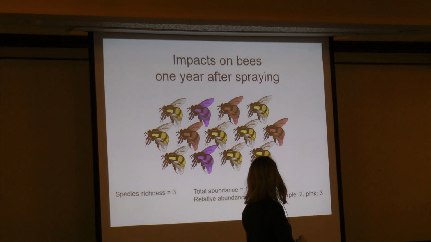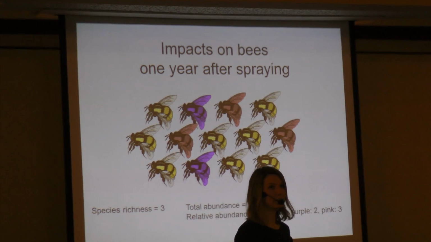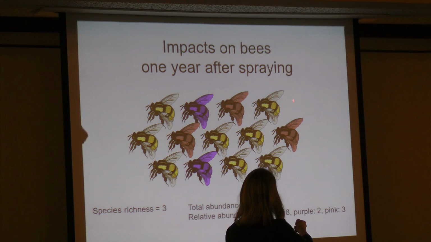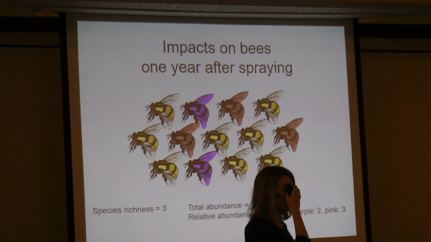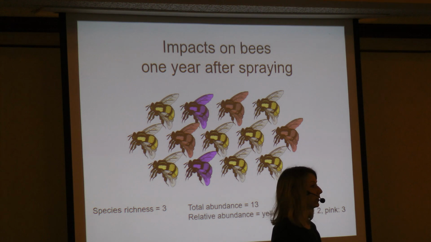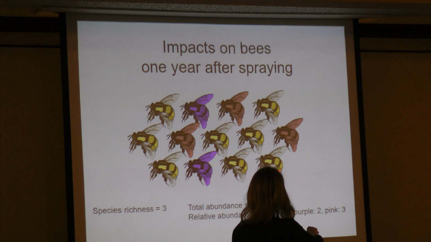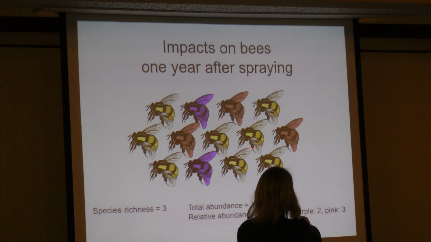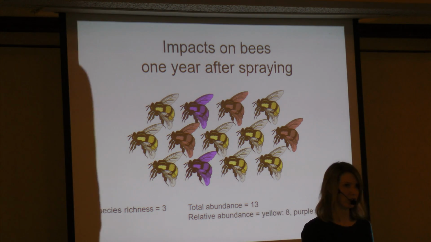And the way that they measured the impacts 1 year after spraying was looking at a few different population metrics. The first is this concept of species richness, and that's simply the number of different species that are present in a population. So in a population that's this size, we have 3 different species: the yellow species, the pink species, and the purple species. Then you can also look at the abundance, or the total number of bees that are present. So the total abundance in this population is 13 bees. The relative abundance of individual species is 8 for yellow, 2 for purple, and 3 for pink. So those are the ways that they looked at the population.